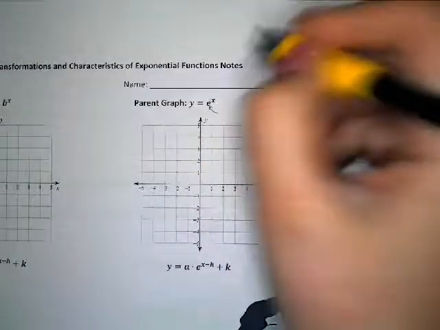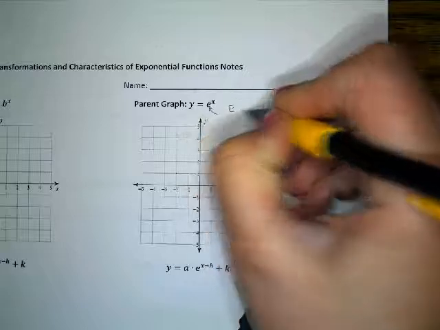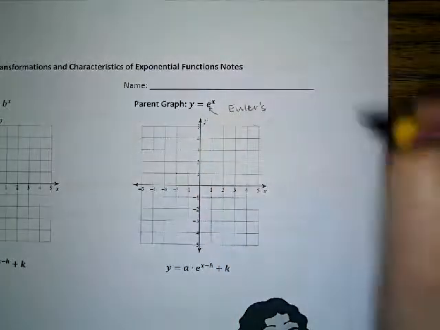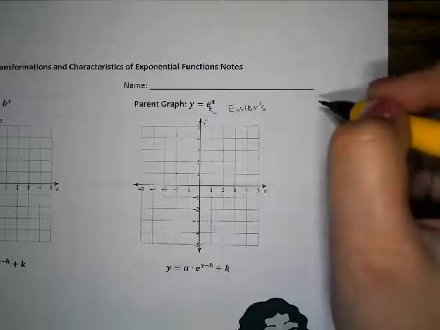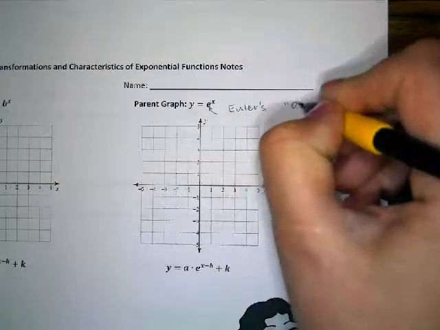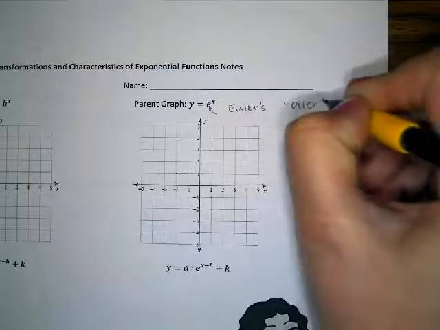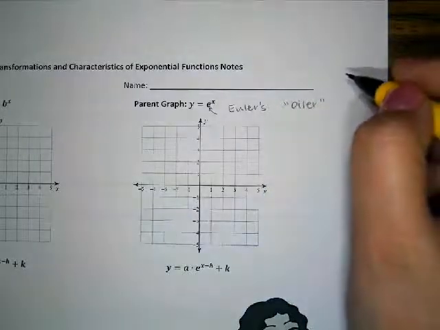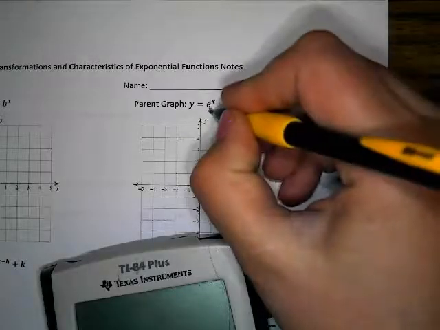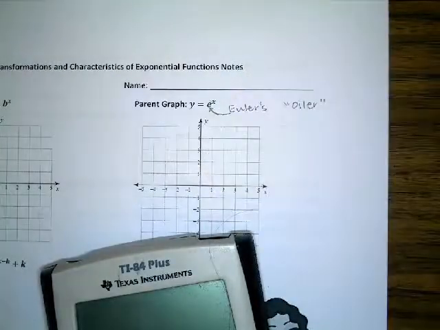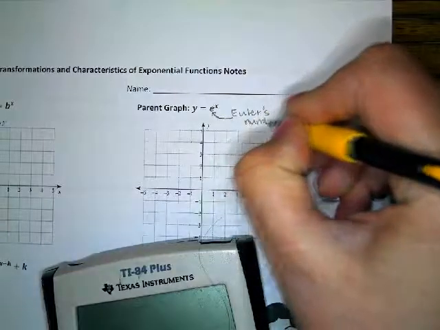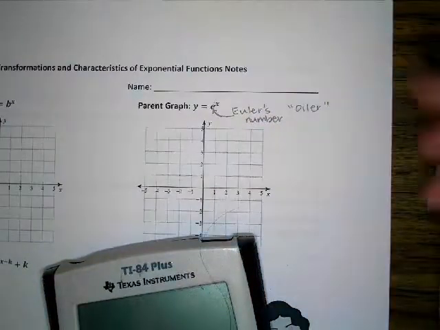Okay, e is Euler. It's spelled like this. Everyone wants to pronounce it wrong. Don't say it with a southern accent. E is Euler's number.